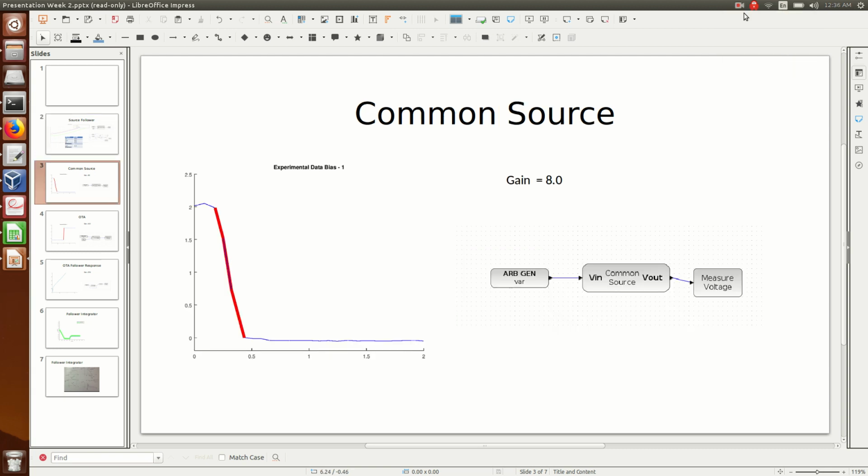So for the common source configuration, we have a constant current source, and our source terminal is tied to ground. So by varying the gate voltage, it'll change V out, and the gain we expect, V out over V in, is negative kappa over sigma. And we have this graph plotted here, V out over V in. And this linear region gives us a gain of 8.